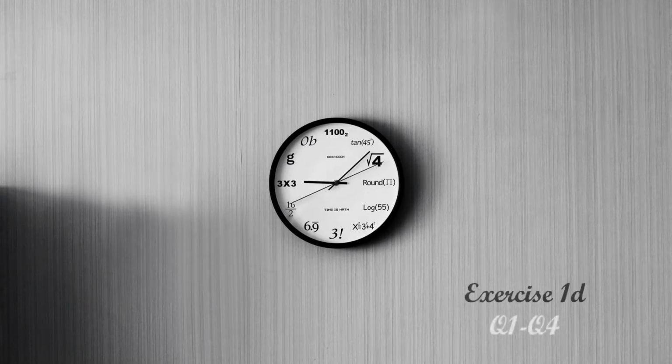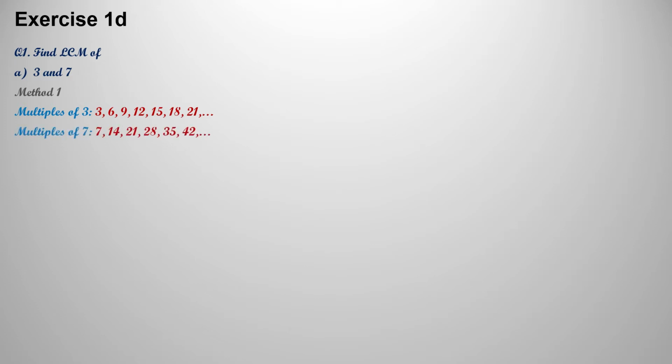Time to do the exercise 1D. Question number 1. Find out the LCM between 3 and 7. Pretty simple. First of all, you find out the multiples of 3, that is 3, 6, 9, 12, 15, 18 and 21. Similarly, the multiples of 7 are 7, 14, 21, 28, 35 and 42. Now what's common between multiples of 3 and multiples of 7? We have 21. So 21 is the LCM between 3 and 7.